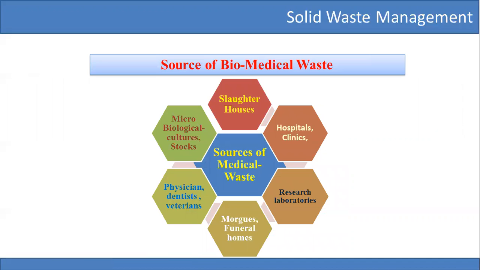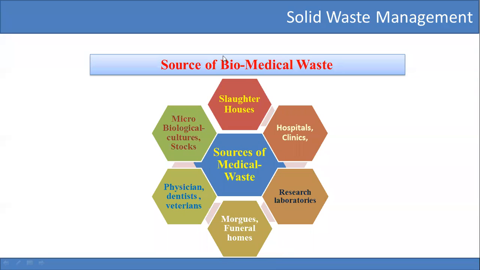Sources of biomedical waste are: general waste, that is, all non-hazardous hospital waste similar in nature to domestic waste. Next, syringes. These include hypodermic needles, syringes, scalpel blades, blood specimen tubes, pasteur pipettes, and broken glass that have been exposed to infectious agents.